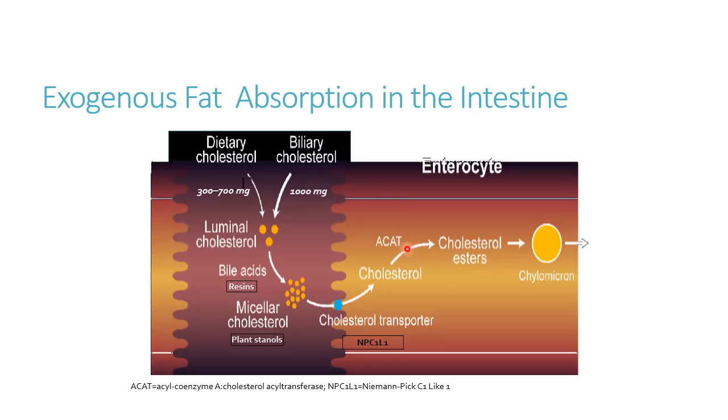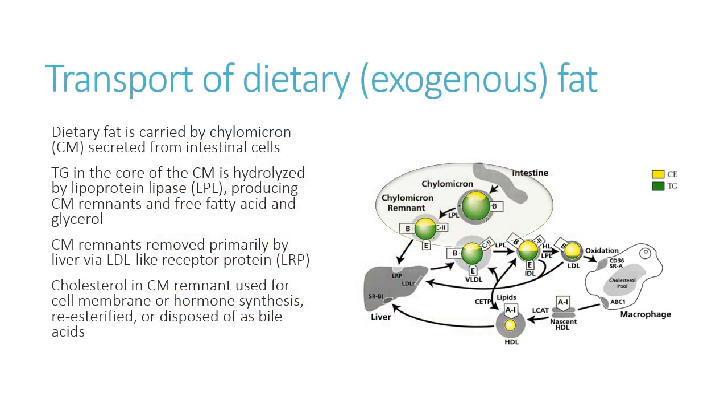But anyway, as it gets absorbed into the enterocyte, that's where the chylomicron is actually formed. As the chylomicron gets secreted from the intestinal cells, it typically has a lot of triglycerides in the core, and you're going to have an enzyme called lipoprotein lipase. This is the main thing that starts to break down those triglycerides, and we start to see things like free fatty acids being formed. Glycerol is also formed as well, right? And you're going to find that they actually get taken up into the liver via LDL-like receptor proteins, right?